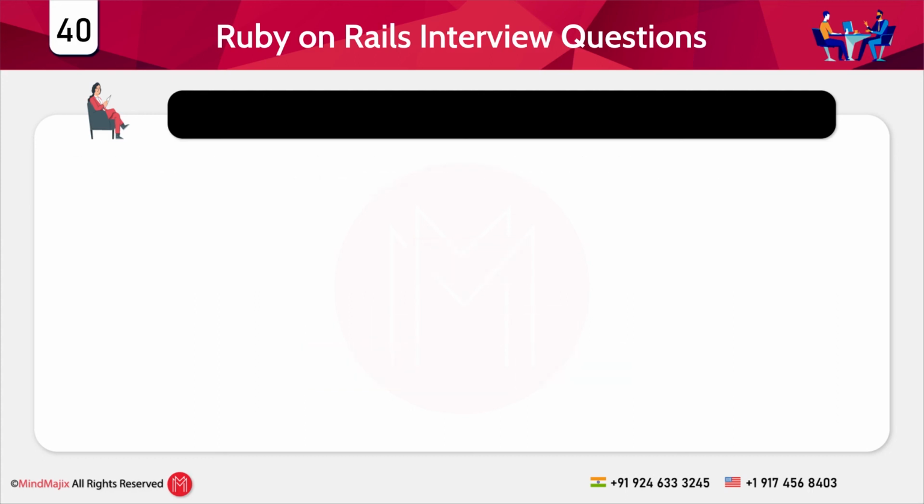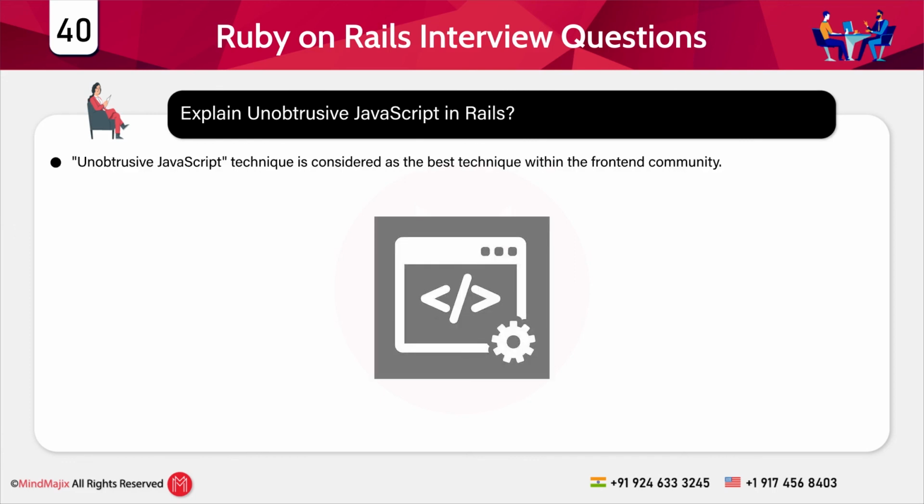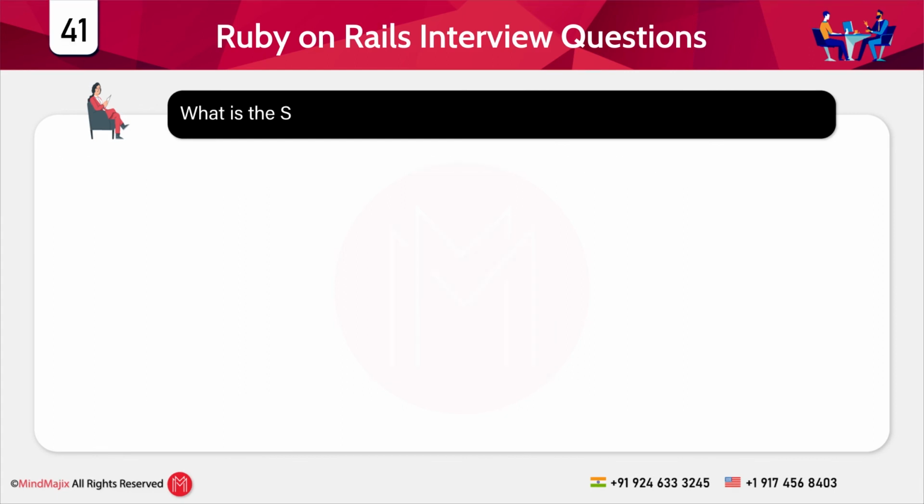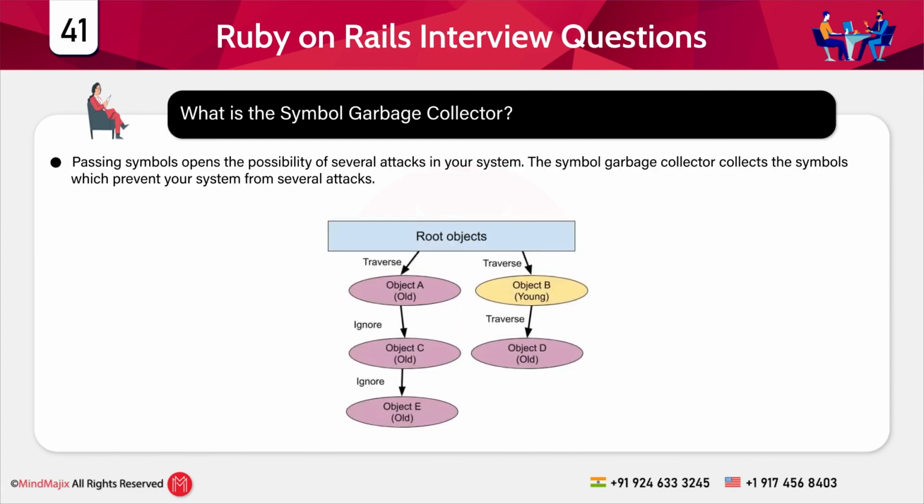Explain unobtrusive JavaScript in Rails. So this technique is considered the best technique within the front-end community. What is a symbol garbage collector? Passing symbols opens the possibility of several attacks in your systems. The symbol garbage collector collects the symbols, which prevents your system from several attacks.